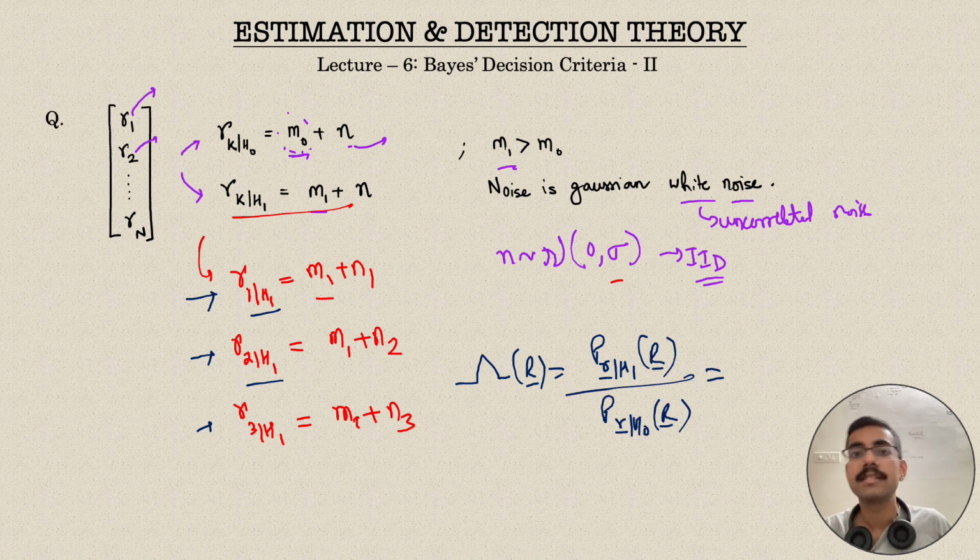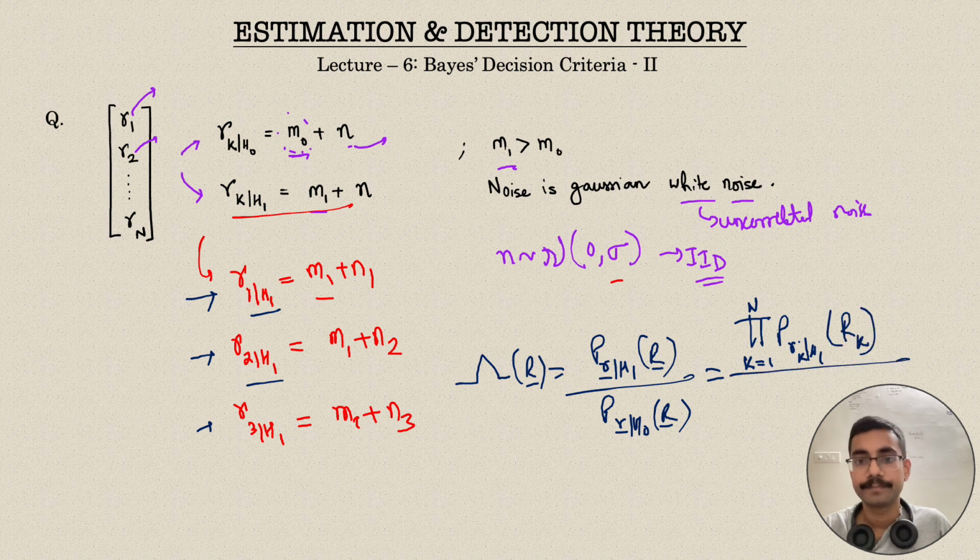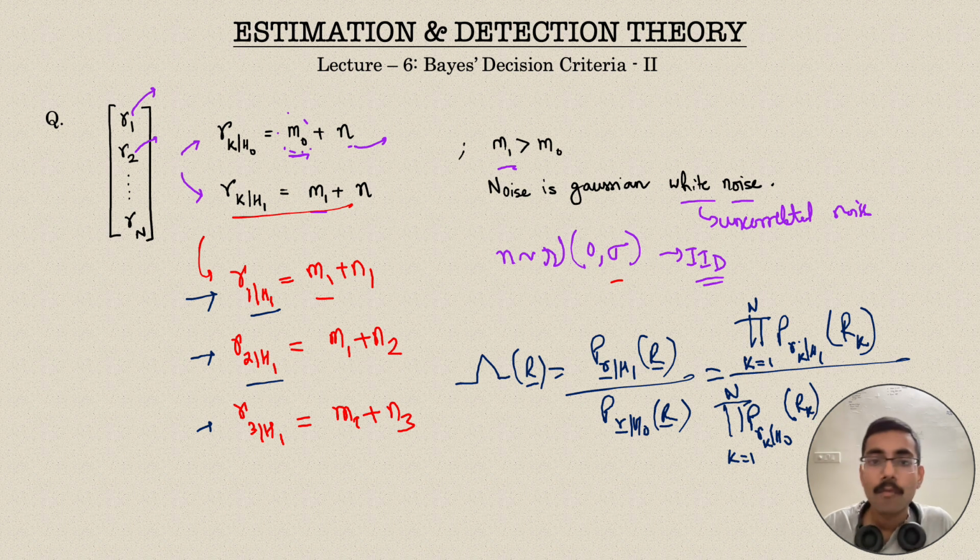Okay, now because these are independent and identically distributed, IID, we can take the multiplication of all of the observations. P of RK given H1 divided by the product for K equals 1 to N of P of RK given H0. Now what we are left to do is just expanding this. Now this is the LRT. If this is greater than the threshold, we have the hypothesis H1. If it is less than the threshold, we have the hypothesis H0.